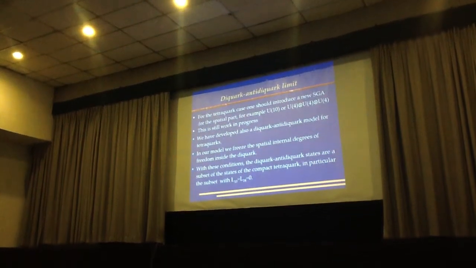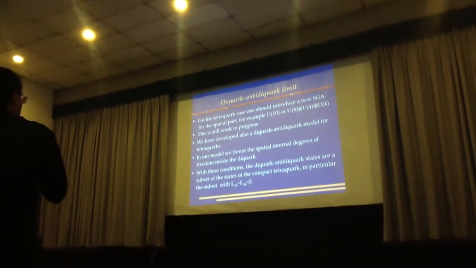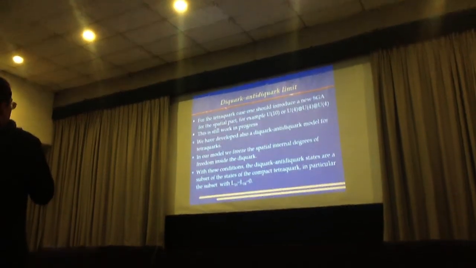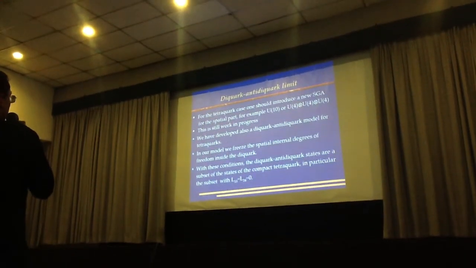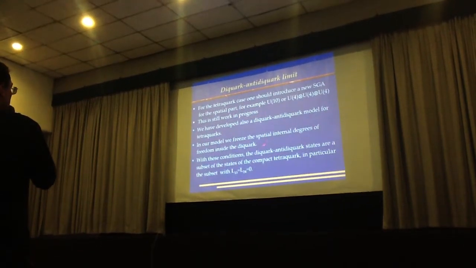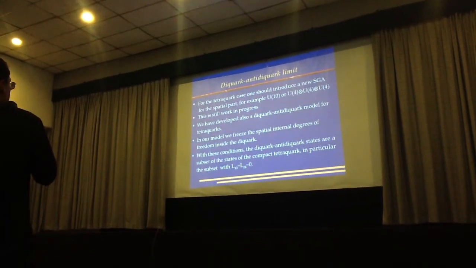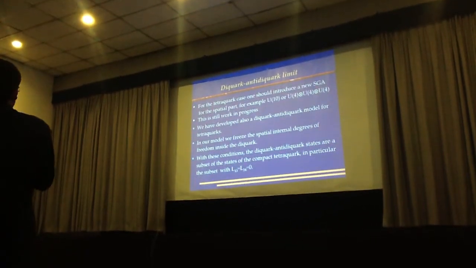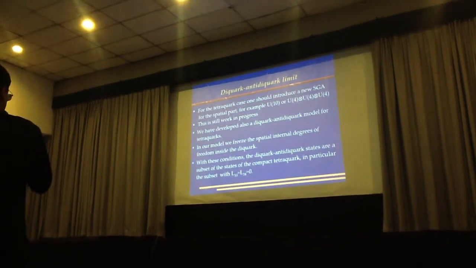And with this condition, the dipole-antidipole states are a subset of the states that I presented before for the compact tetraquark. In particular, the subset with these 2 orbital angular momenta equal to 0. And then we have to remember that we use only the color triplet dipole.